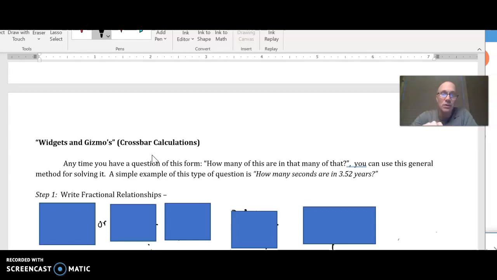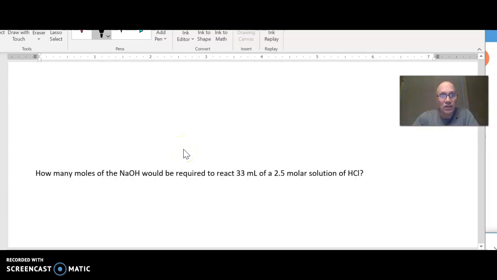Because even though you might be able to answer this question using ways you already know, once we start getting to stoichiometry and we start asking questions such as how many moles of sodium hydroxide would be required to react with 33 milliliters of a 2.5 molar solution of HCl, all right, where you start using terms that you're not familiar with, you're going to have to use this method.